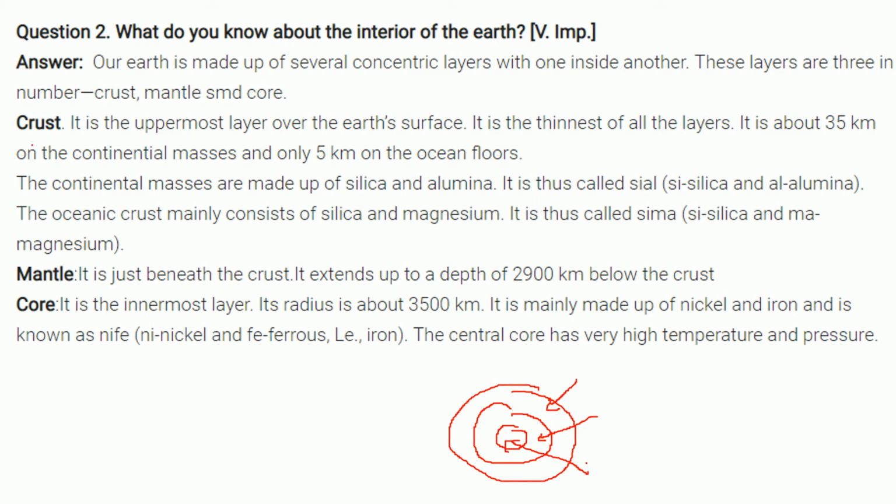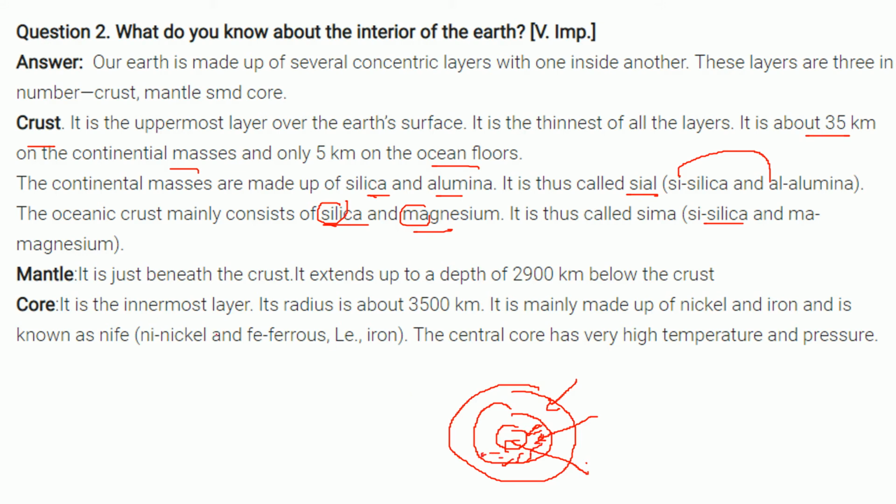The crust is the uppermost layer over the earth's surface. It is the thinnest of all layers, about 35 kilometers on the continental masses or land, and only 5 kilometers on the ocean floors. The continental masses are made up of silica and alumina, and it is thus called Sial. The oceanic crust mainly consists of silica and magnesium, that is why it is called SIMA, S-I-M-A.